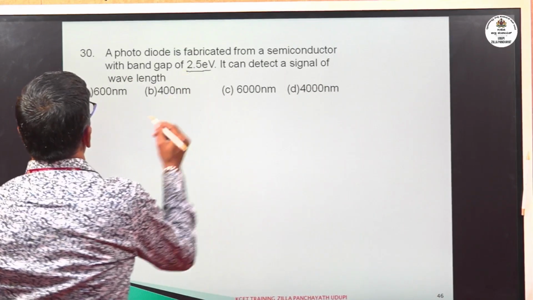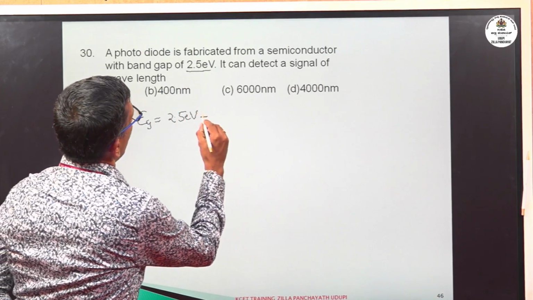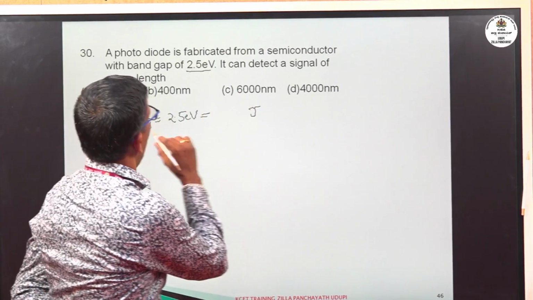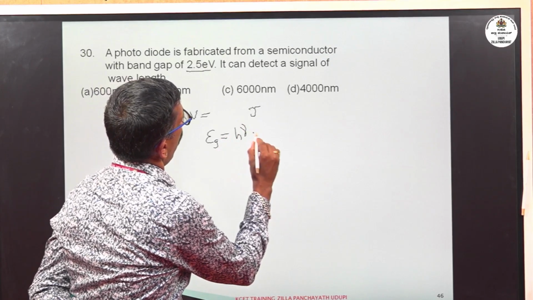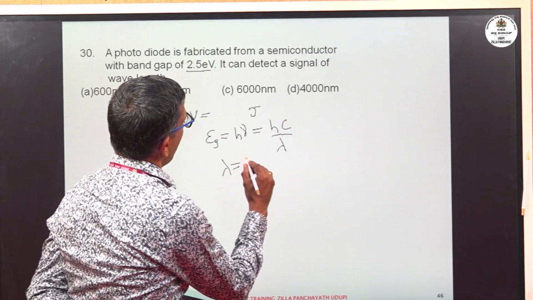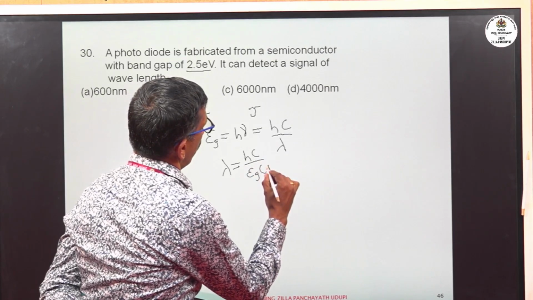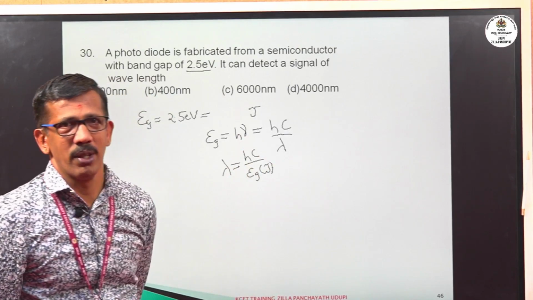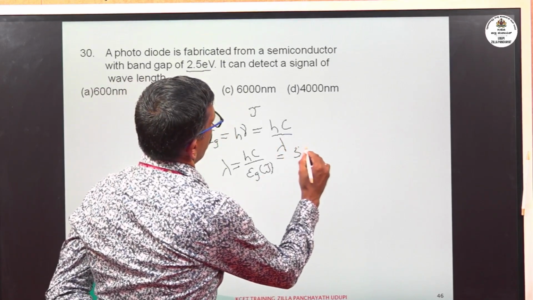First, we convert the energy gap that they gave, 2.5 electron volt, into joule. After converting the energy gap into joules, we know energy gap is equal to h nu or h c by lambda, where c is the speed of light. From this it is possible to calculate lambda. Lambda is equal to h c by energy gap in joule, where h is Planck's constant, c is the speed of light, and energy gap must be in joules. If you simplify this, we get lambda as 500 nanometer.